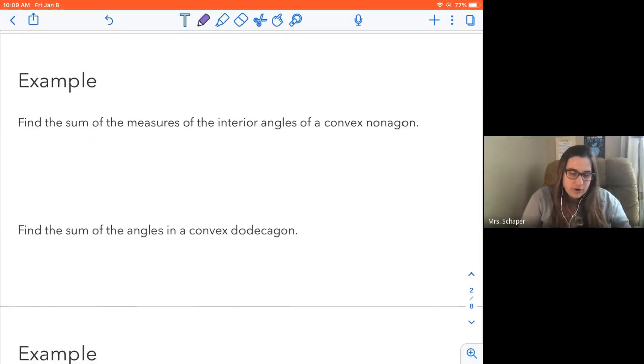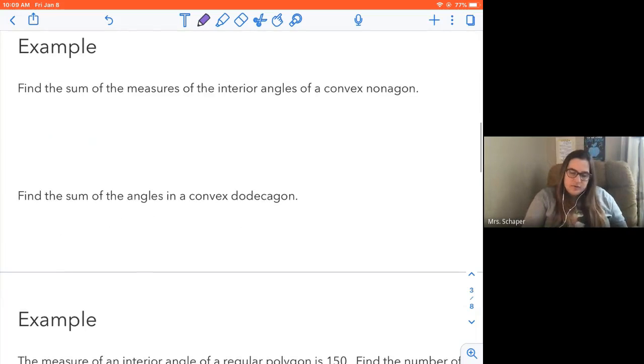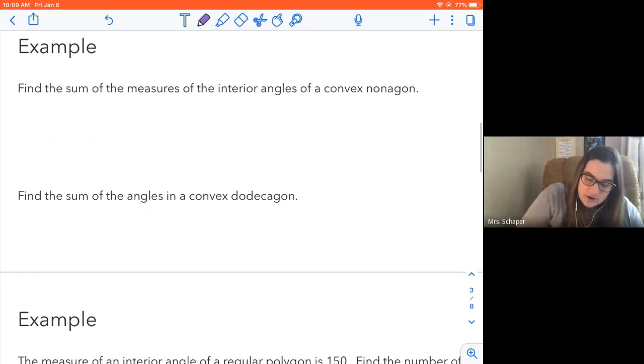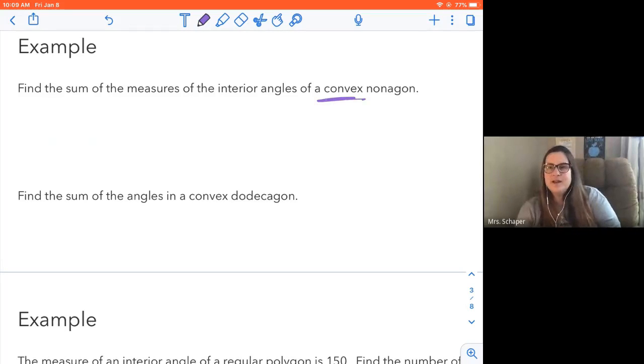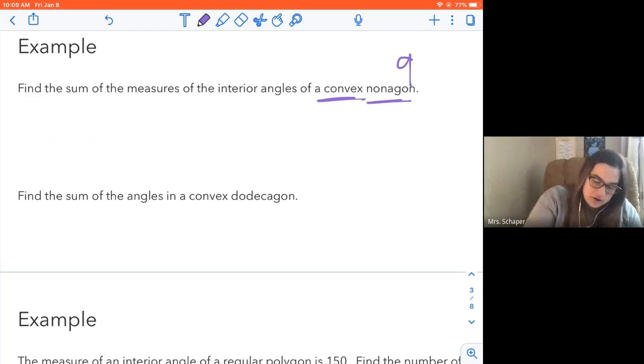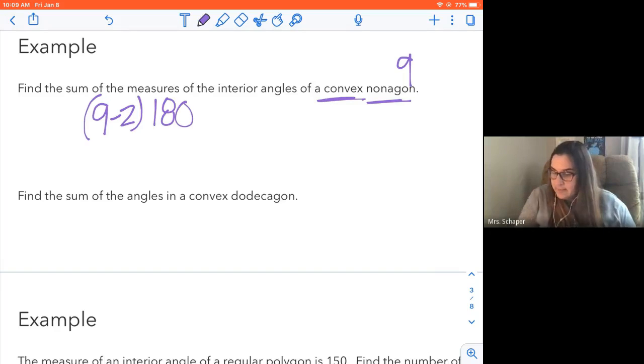So if we're going to find the sum of the measures of the interior angles of a convex, ooh, that's coming back from the beginning of the year. Convex means all the sides push out. They're not caving in. That would be a concave figure. A convex nonagon. It is important that you know what the prefixes are. A nonagon is a 9-sided figure. So to find the sum of the measures, we take 9 minus 2, and that's 7, and we take 180 times 7.